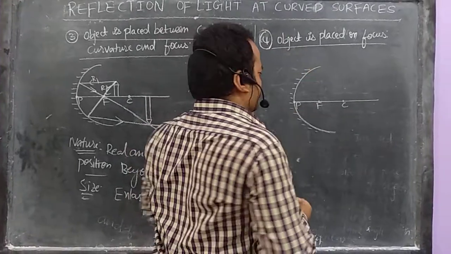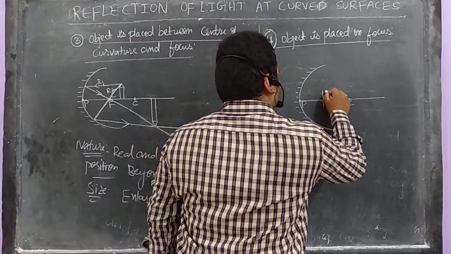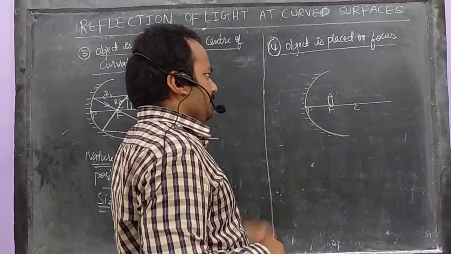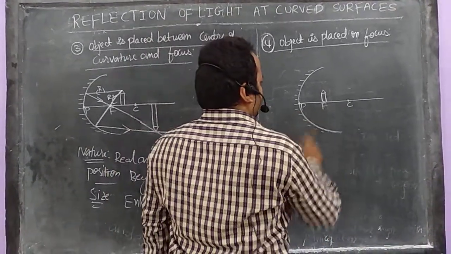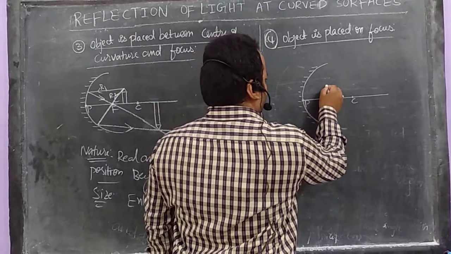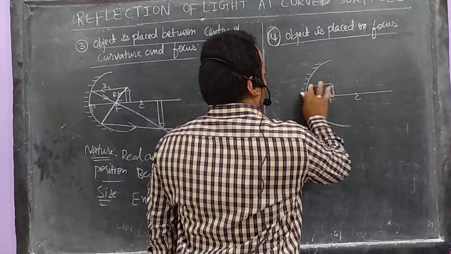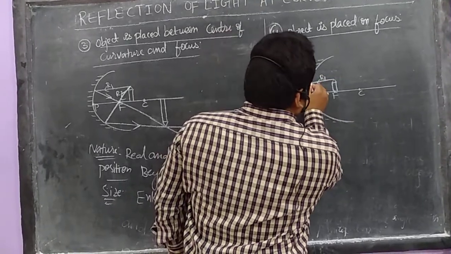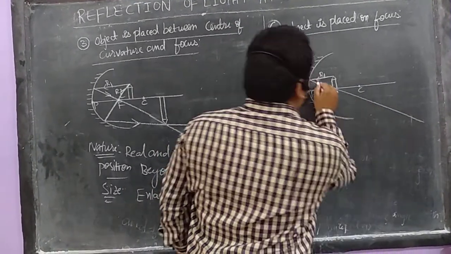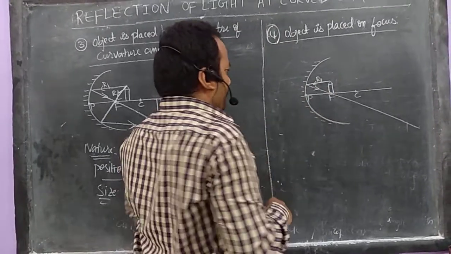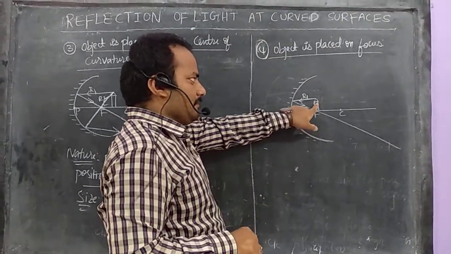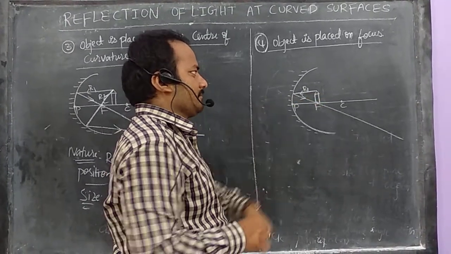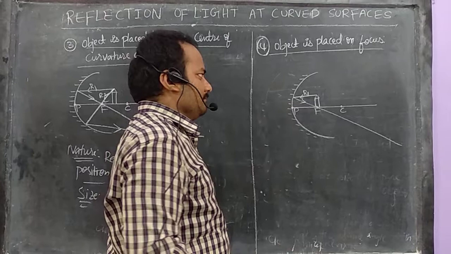In the fourth case, the object is placed on focus. Now, is there a possibility to apply rule 1? Yes, because the focus is still looking clear to me. So I can apply rule 1. The incident ray is parallel and the reflected ray passes through the focus. Now, there is no possibility to apply rule 2. Why? Because the object itself is on the focus. So there is no chance of applying rule 2.